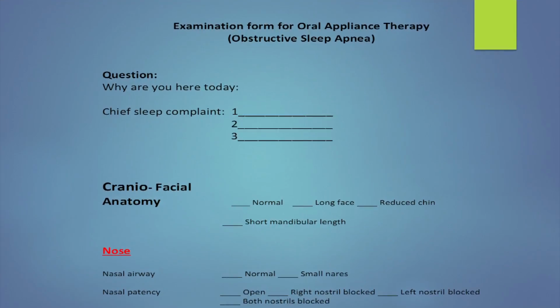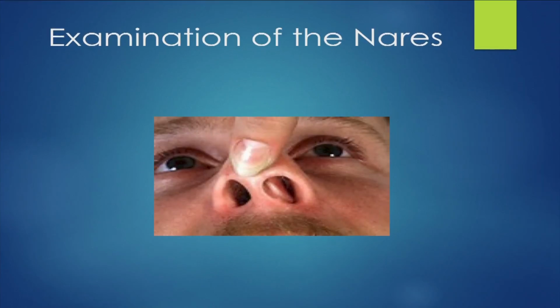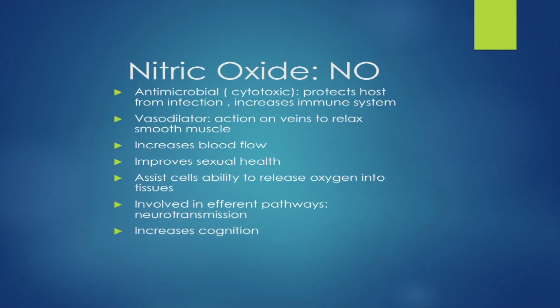Nose. We humans are obligate nasal breathers. We want our patients to breathe through their nose at night while sleeping. If not, I'll refer them to their ENT. One of the most important functions of nasal breathing is that it is the main source of nitric oxide. The importance of nitric oxide has been brought to our attention only fairly recently. It serves many critical functions in the human body.